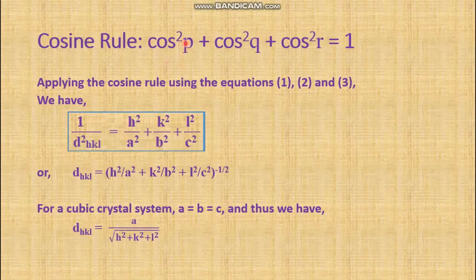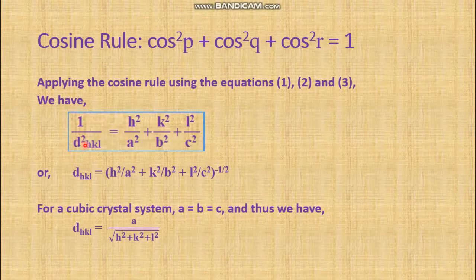So we have got the corresponding values, okay. So cos P is HD by A, similarly cos Q is KD by B, and cos R is LD by C. So taking the whole square, this is H square D square by A square, this is K square D square by B square, and this is L square D square by C square. Now this D is taken as common and taken to the left hand side, then it goes to the denominator. Here we have written DHKL instead of D, okay. So this is actually DHKL's whole square.